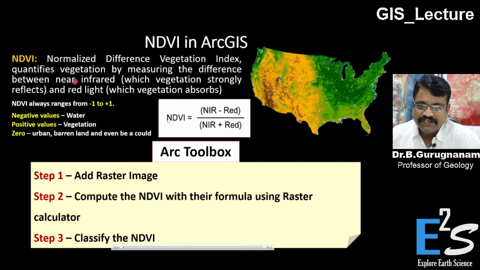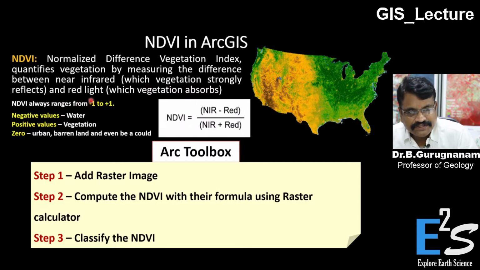NDVI in ArcGIS quantifies vegetation by measuring the difference between near infrared, which vegetation strongly reflects, and red light, which vegetation absorbs. This is the energy interaction with the atmosphere and Earth surfaces that we have studied.